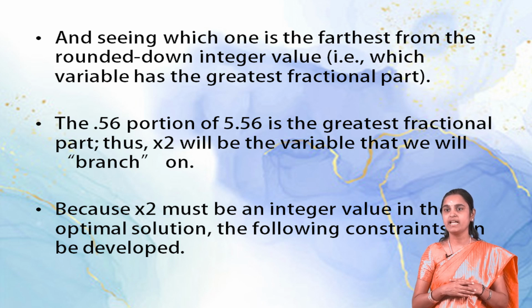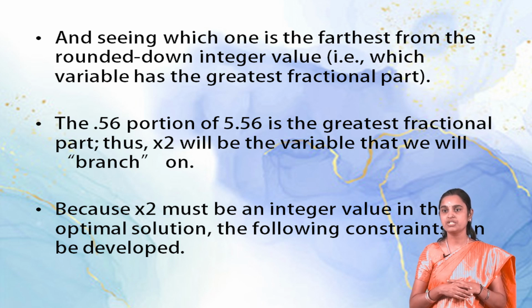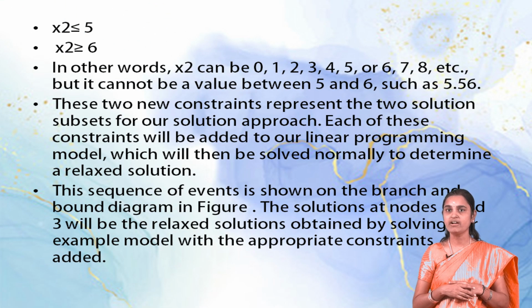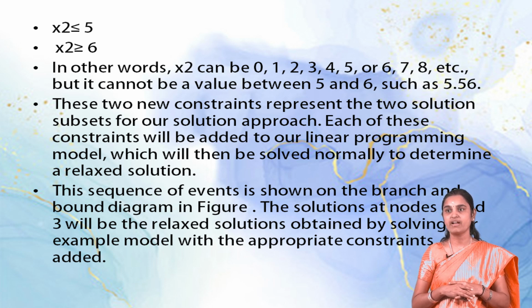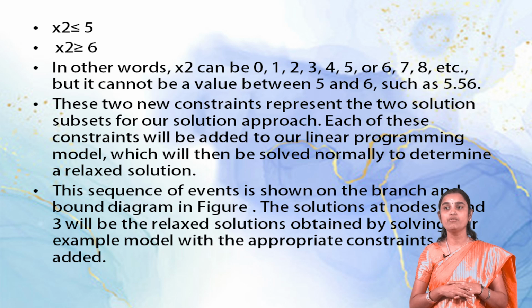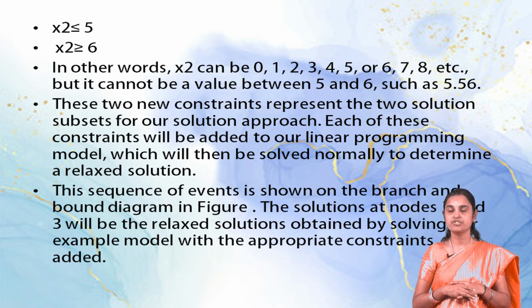Because x2 must be an integer value in the optimal solution, the following constraints can be developed: x2 less than or equal to 5 and x2 greater than or equal to 6. In other words, x2 can be 0, 1, 2, 3, 4, 5 or 6, 7, 8. It can take any one of the values, but it cannot be a value between 5 and 6, such as 5.56. These two new constraints represent the two solution subsets for our solution approach.